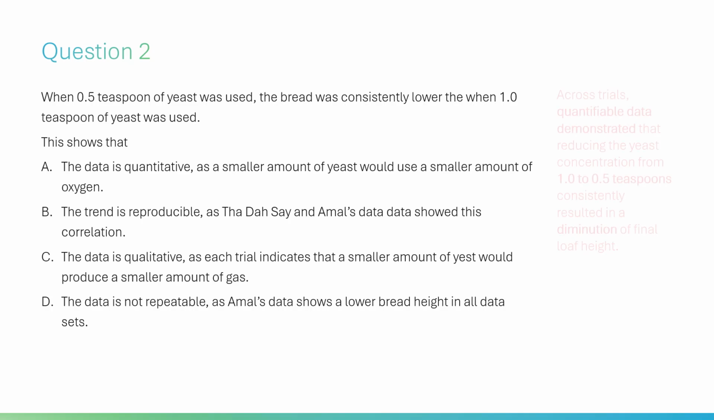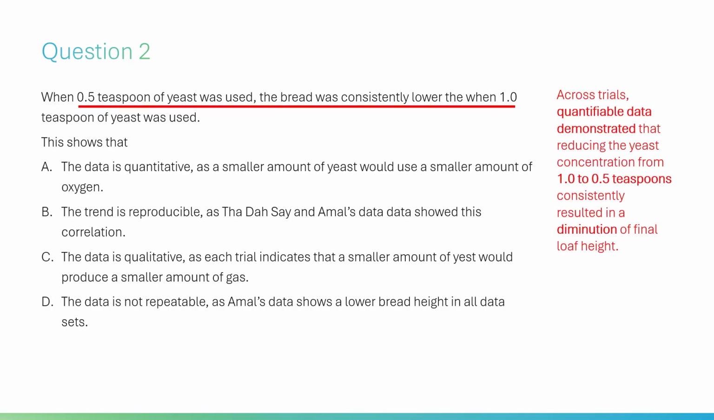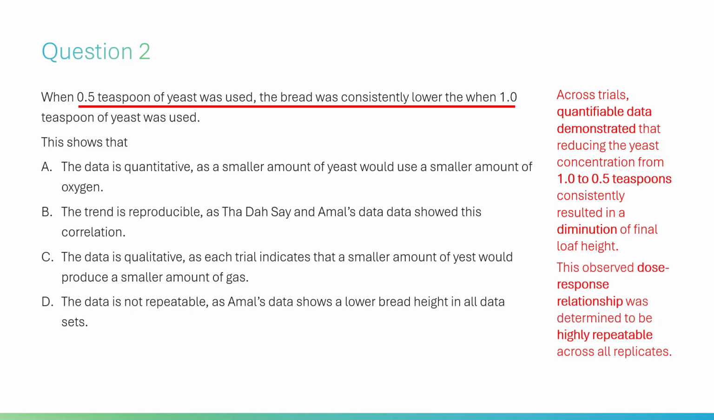Across trials, quantifiable data demonstrated that reducing the yeast concentration from 1.0 to 0.5 teaspoons consistently resulted in a diminution of final loaf height. This observed dose-response relationship was determined to be highly repeatable across all replicates.